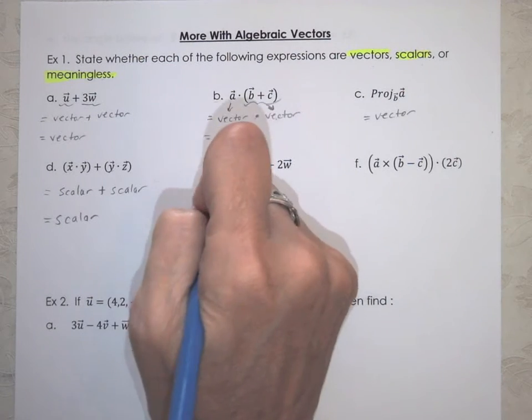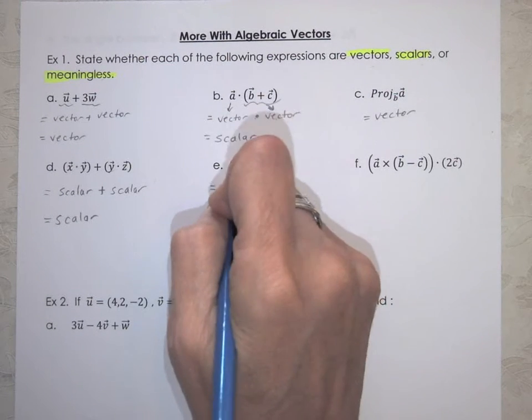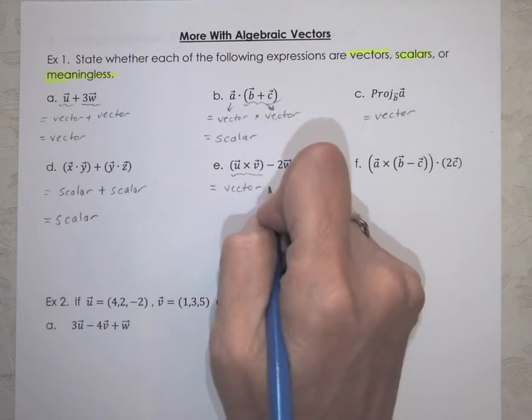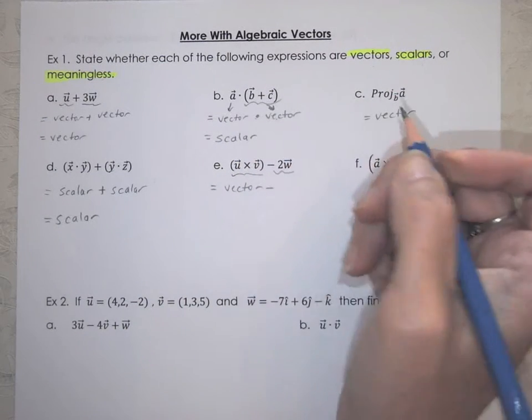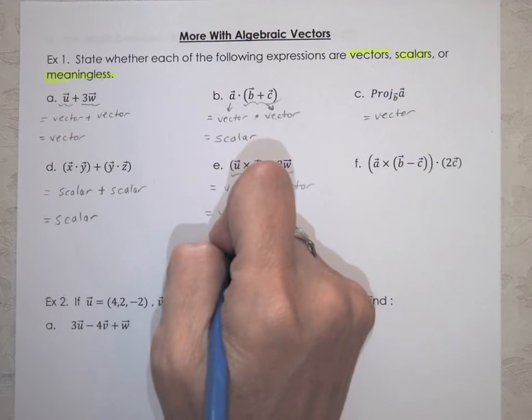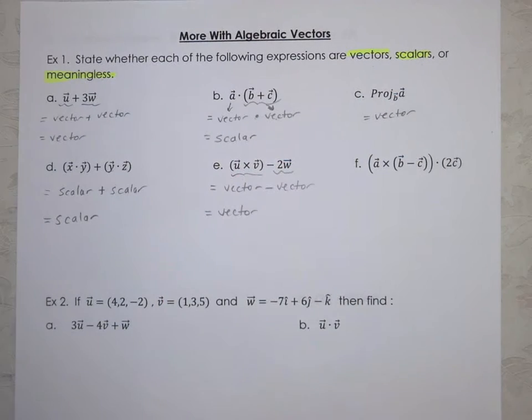Here we've got the cross product of two vectors, which we know is a vector, perpendicular to both of them. And we're subtracting 2 times vector w, which is also a vector. And we know when we subtract two vectors, we get a vector.